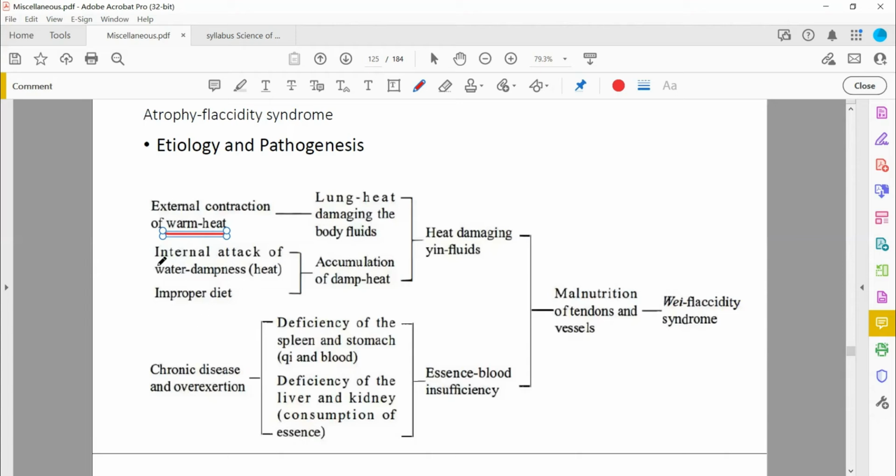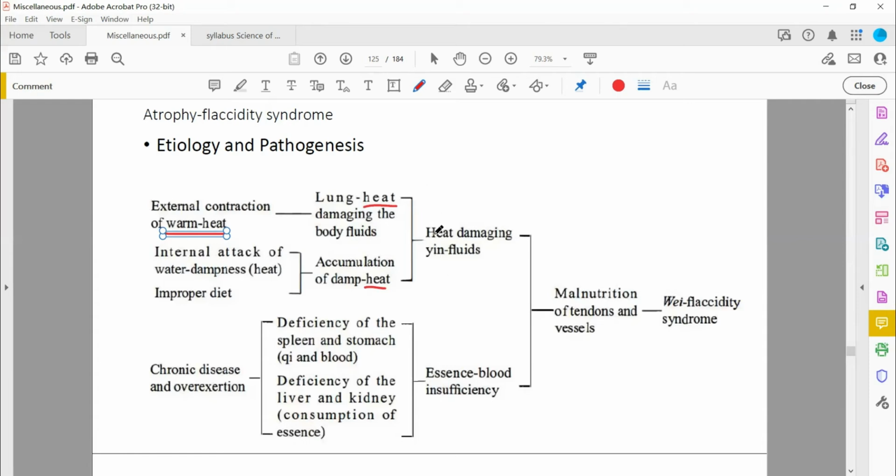So the water dampness invaded the body, and we know any pathogens, if they stay in the body for a long time, the water could turn into heat, right? So water dampness or damp heat in the body. Improper diet, right? The patient likes to eat sweet food, greasy food. Still, there will be damp heat generated and accumulated in the body, right? Either lung heat or damp heat, there's a heat.